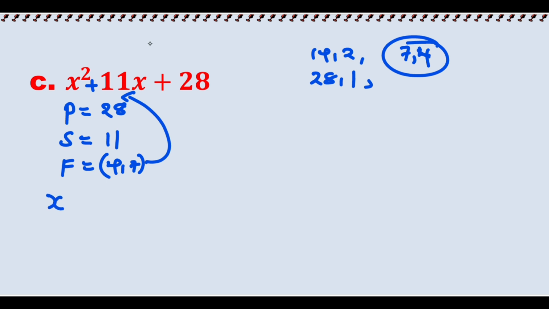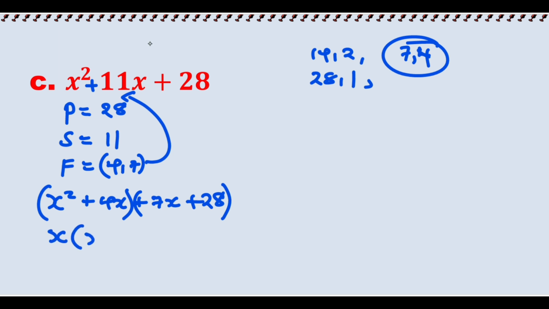So we shall have x squared plus 4x plus 7x plus 28. At this point, group these into two brackets. What is common in the first bracket? It is x. So x into x plus 4. And then I told you, after finding the first bracket, the other bracket is also going to be x plus 4.